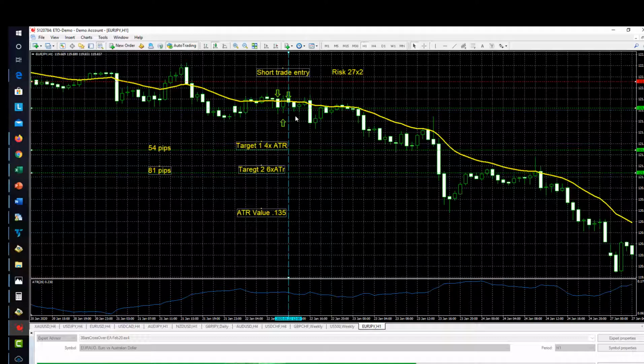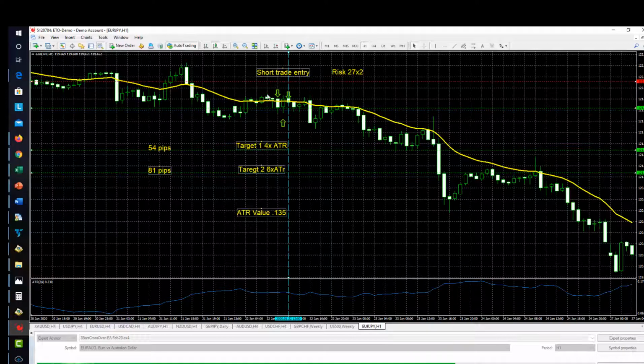Now the stop on a 3-bar crossover is whatever the low is of that C candle. Remember, there's an A, a B, and a C. Whatever the low is, we're adding 2 times our ATR. Our ATR on this particular candle is 0.135, so we times that by 2, which gives us roughly 27 pips. We add 27 to the low of that candle, and that's our stop. Our stop's sitting there at 122.15. So there's our stop at the moment.